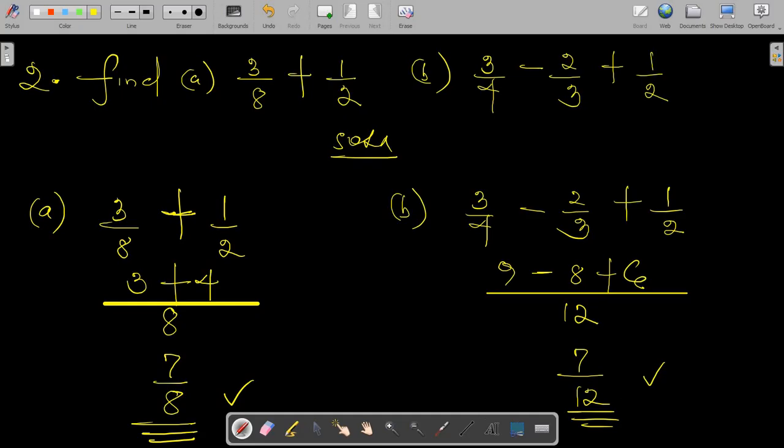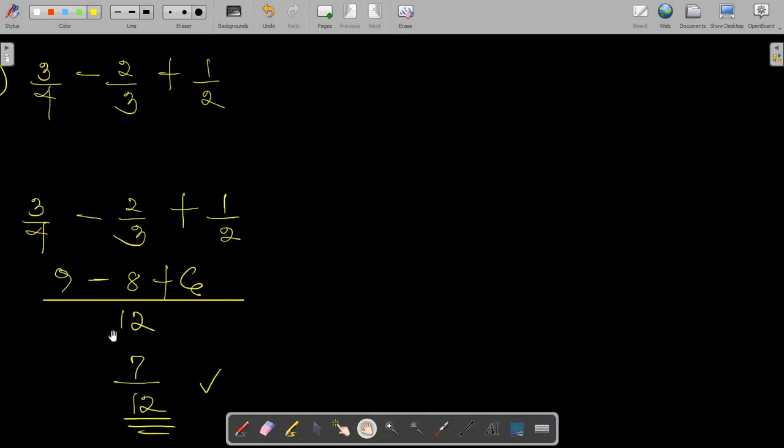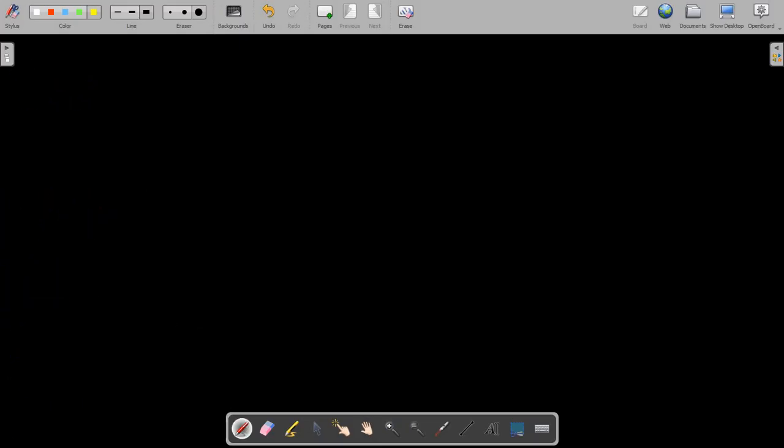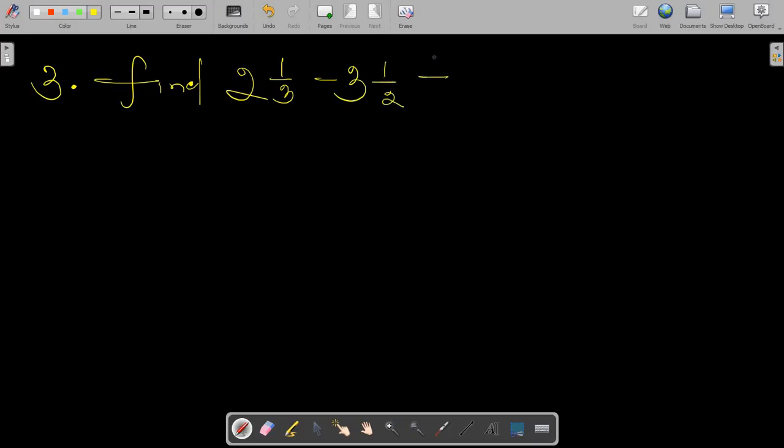So now let's move on to the third question for today's class. Number 3. Let's say we are asked to find 2 whole number 1 all over 3. This is a mixed fraction. Minus 3 whole number 1 all over 2. Then plus, and this is actually 1 whole number 1 all over 4. So we are asked to solve this question.